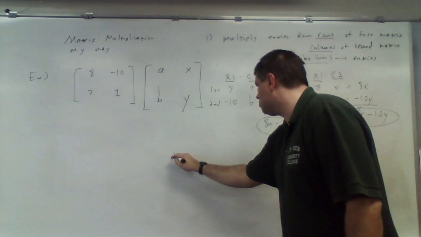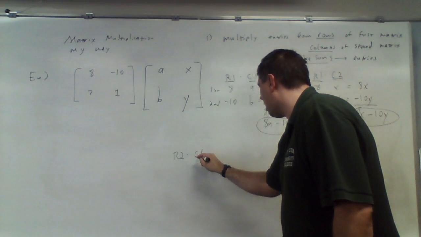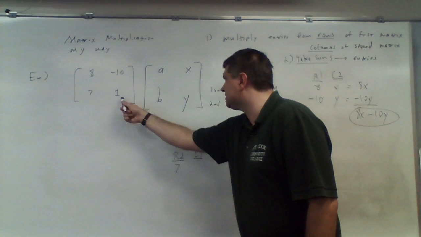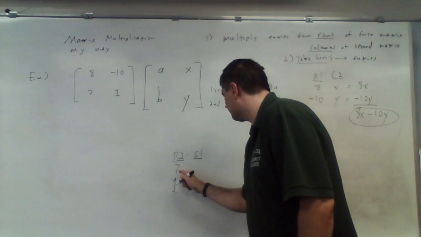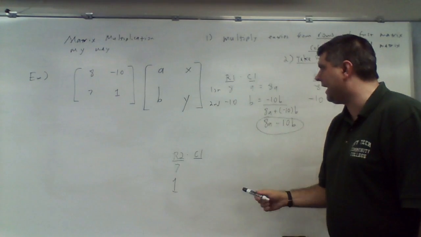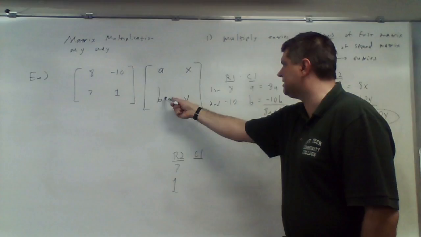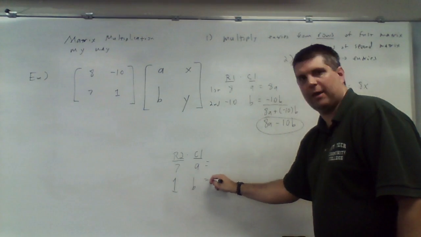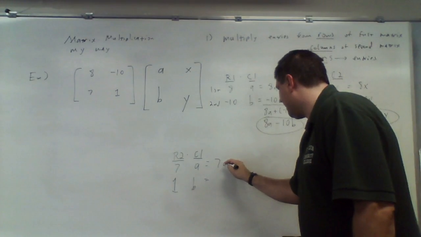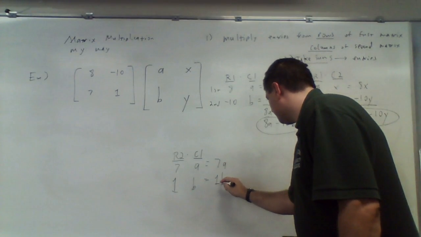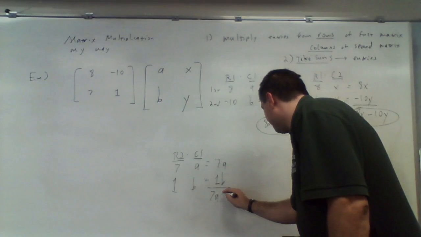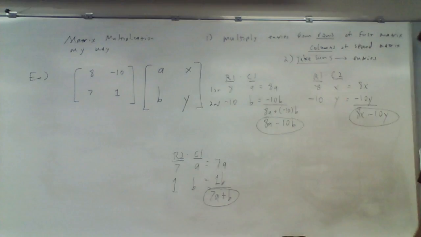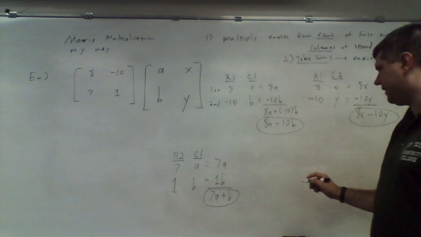So now we have row 2 times column 1. First entry is 7, second entry is 1. Okay, column 1 is A and B. First entry is A, second entry is B. So we end up with 7A and 1B. The sum would be 7A plus B. That will be a new entry for the next matrix.